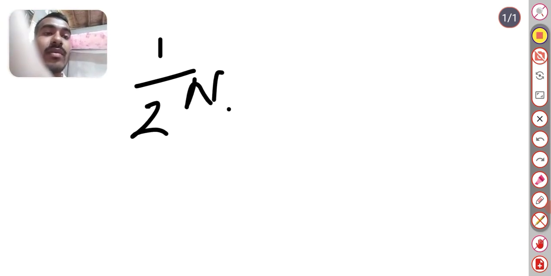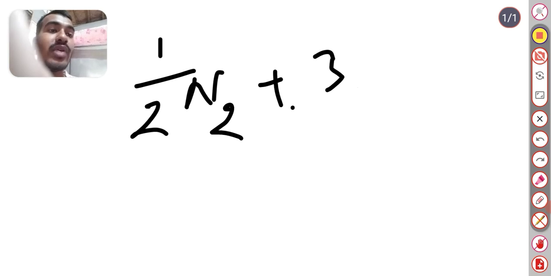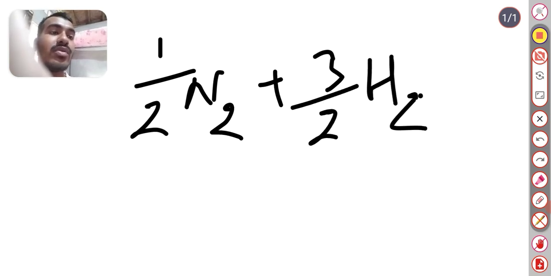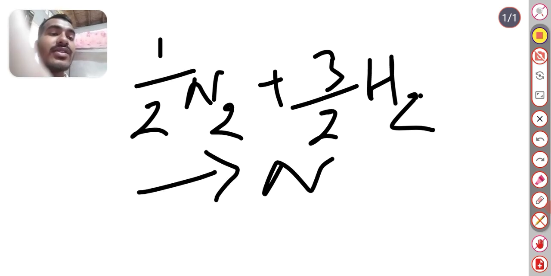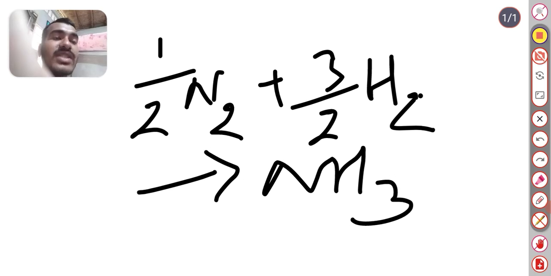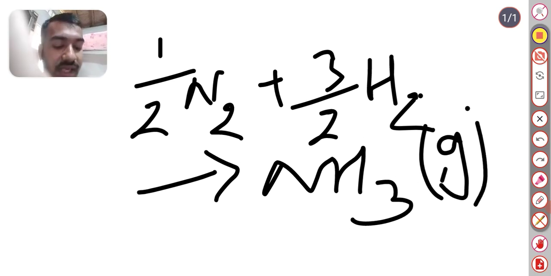From that question we'll describe the CP and CV range. Calculate the enthalpy change where the standard heat of formation for gaseous NH3 is given at 298 Kelvin, for the reaction half N2 plus 3/2 H2 giving NH3 gas.